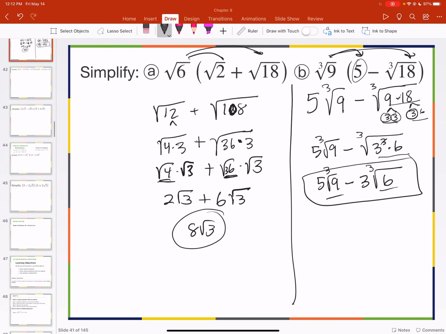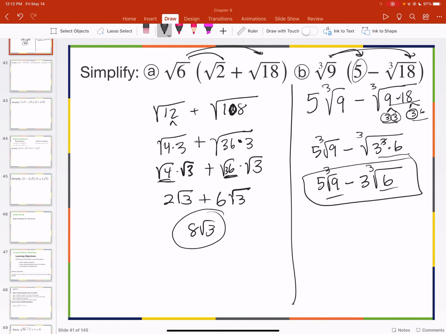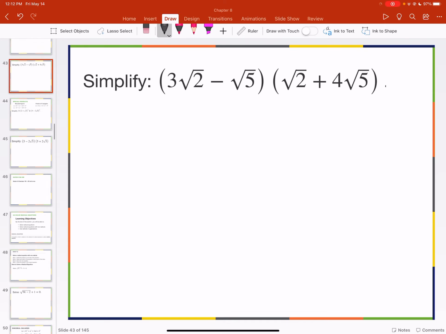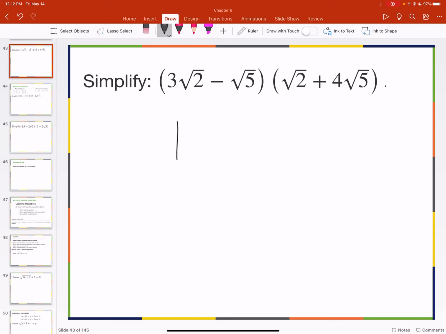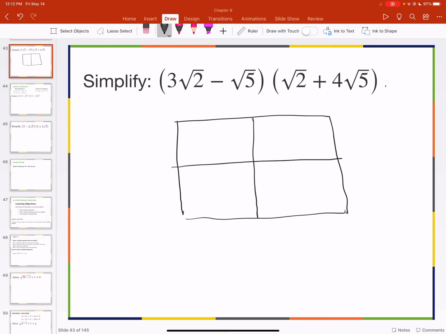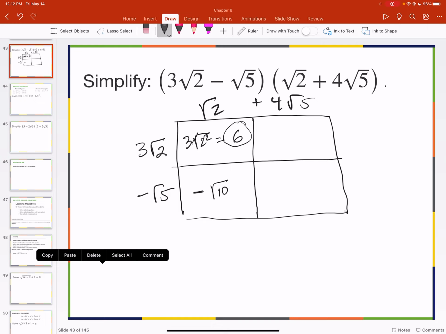Then I want to do an example for you where we're multiplying a 2 by 2. So let's see here. We can use box method for this, or you can use FOIL, whatever floats your boat. So you write the first one, 3 square root of 2 minus square root of 5, times square root of 2 plus 4 square root of 5. Now multiply inside the boxes. This is going to be 3 times square root of 2 squared. That's just going to be 3 times 2, which is 6. Here, you're going to get negative square root of 10.